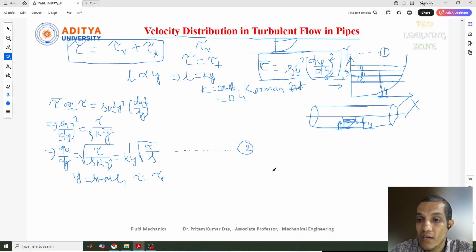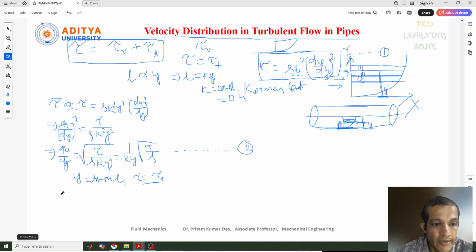And what this presents is that for the turbulent shear stress at the boundary condition, we can consider tau equal to tau naught. So this equation, I'll just put in this value.